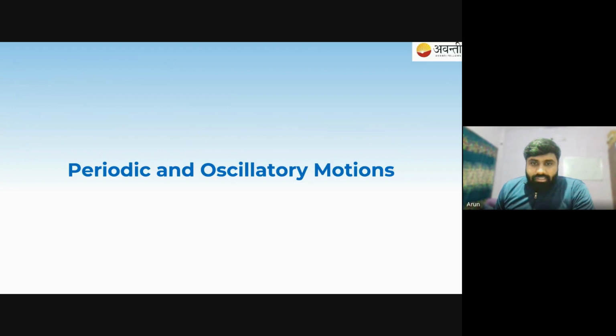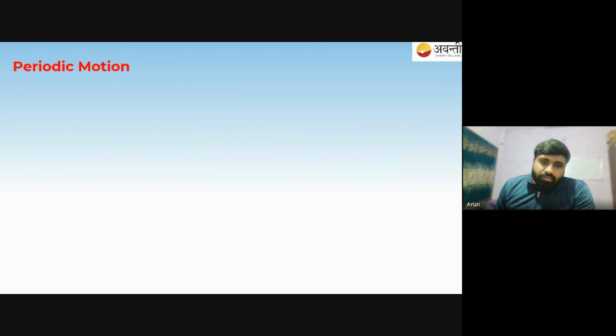If I talk about yesterday's or the previous session that we covered, we mainly talked about periodic motion and oscillatory motion, and some key terms like period, time period, and frequency. So firstly, what is periodic motion? That motion that repeats itself after a fixed interval of time is termed as periodic motion.